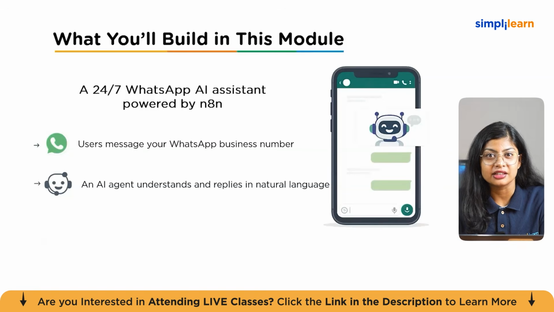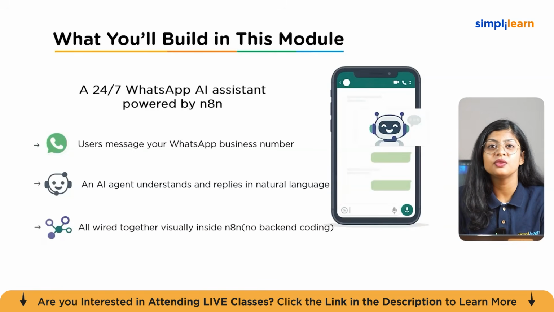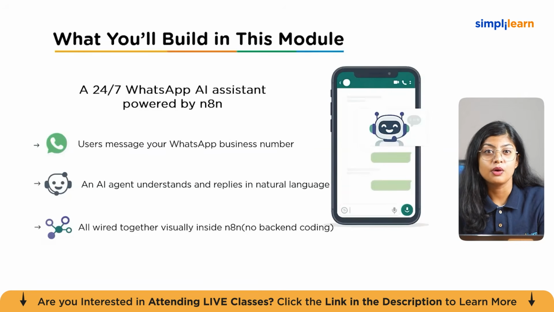And here's the best part. Everything is wired together visually in n8n with zero backend coding. No Python, no JavaScript, no server management. Just drag and drop and connect. If you can understand a flow chart, you can build this. Whether you're a non-technical founder, a content creator, a freelancer, or even an agency, there is no barrier. You'll have a fully developed system running 24/7 on your WhatsApp business number, handling real conversations with real customers.